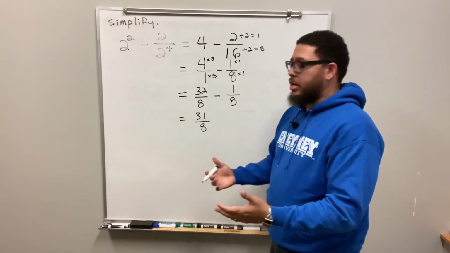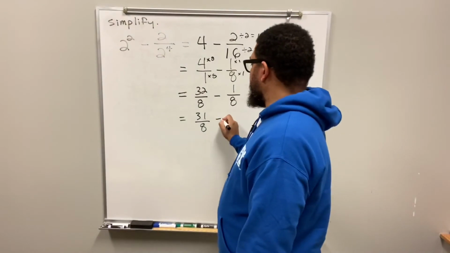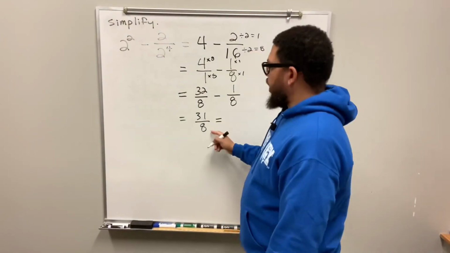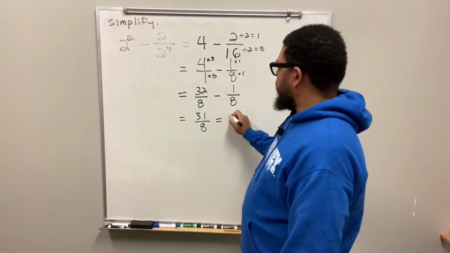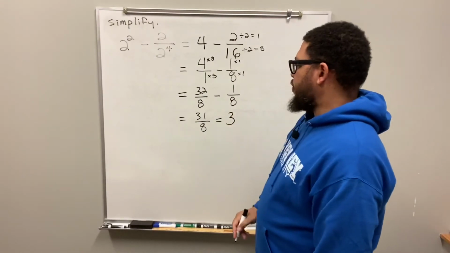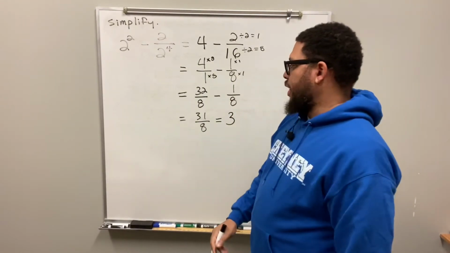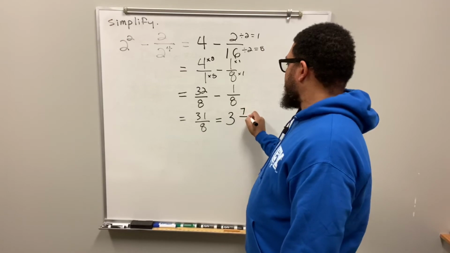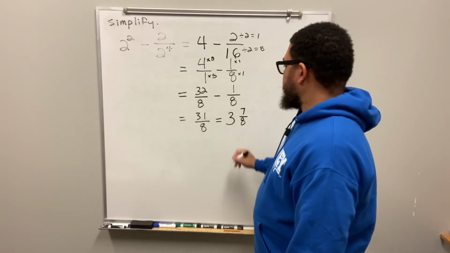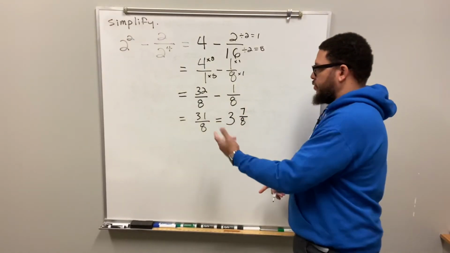But in case your teacher wants you to convert that to a mixed number, you can. You could say, okay, well, how many 8s go into 31? You would say 3 with how many left over? 7 left over. And you always keep that denominator. So this is another way to write it, 3 and 7/8.